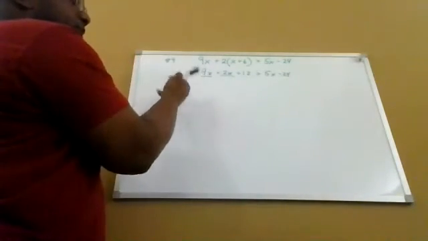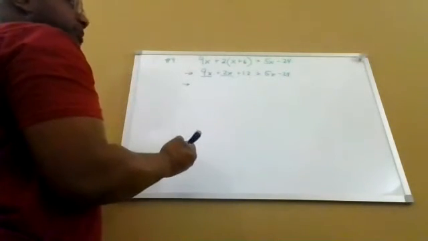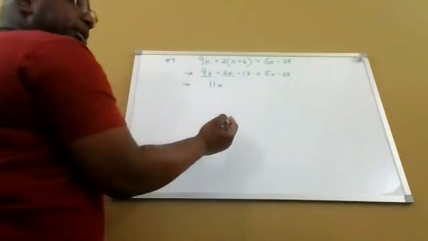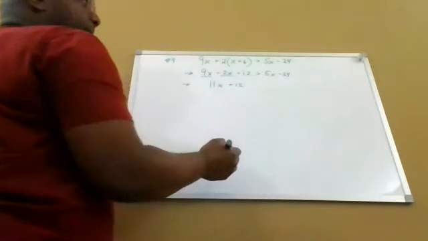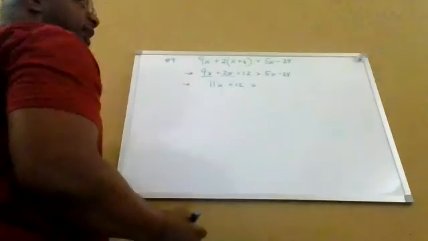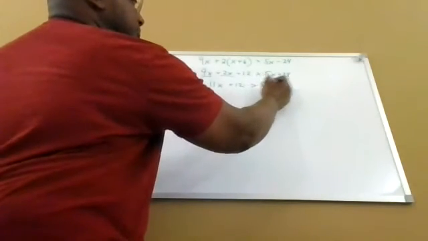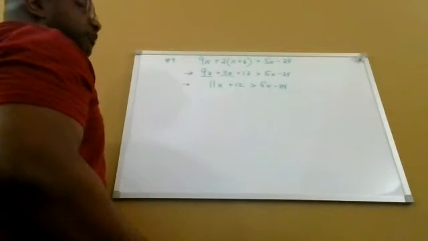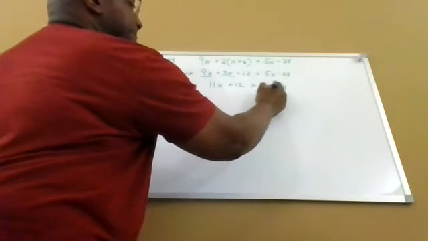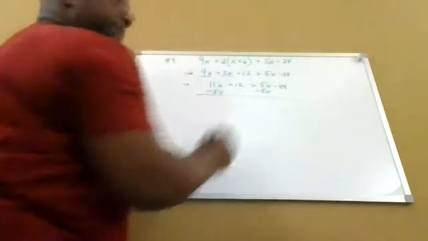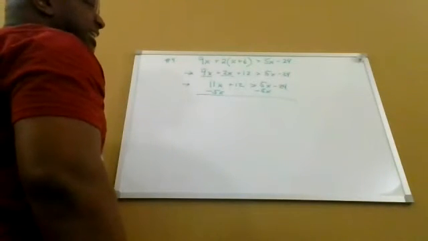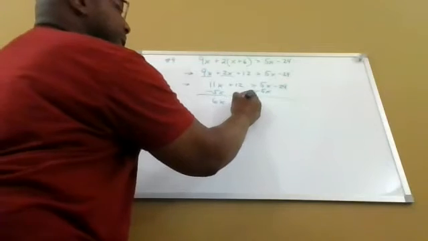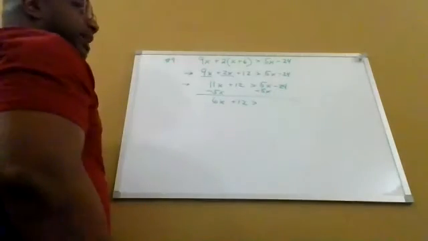I see that I have 2 terms that have x, so I can combine those terms first. So 9x plus 2x gives me 11x. And then I bring down my plus 12, and then bring down greater than 5x minus 24. My next step, I want to subtract 5x from both sides. So on my left-hand side, I get 11x minus 5x equals 6x. Bring down my plus 12 is greater than negative 24.